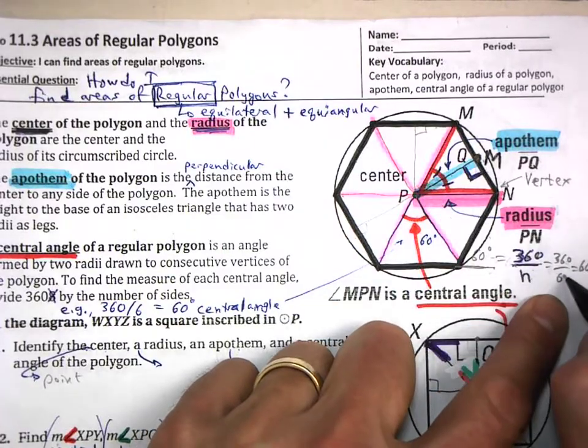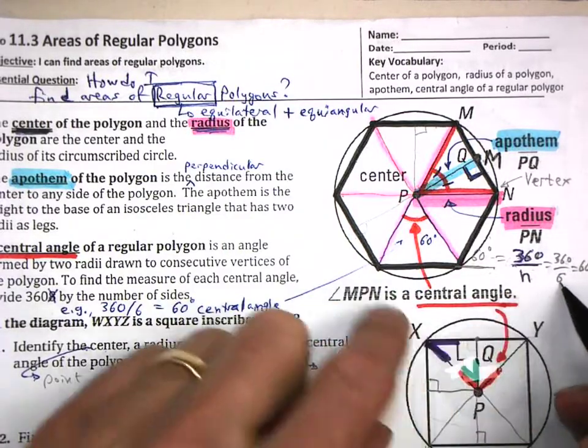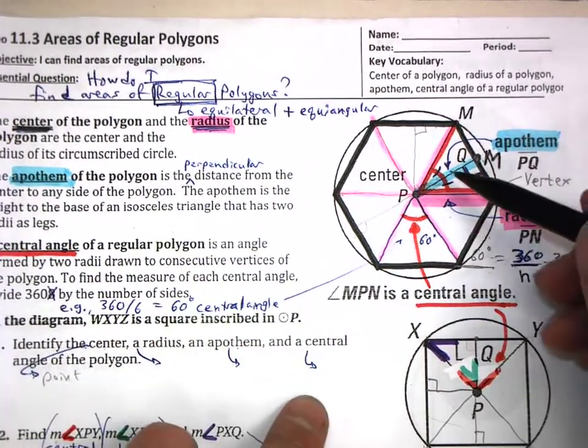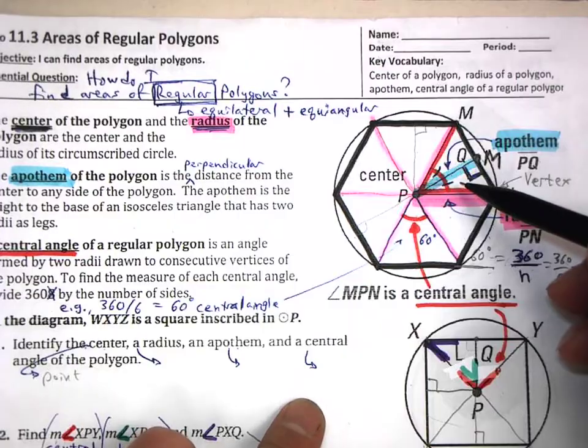So in this particular case, it's 360 divided by 6. There's 6 sides, and that gives you 60 degrees. Okay, so this angle, the central angle here, is 60 degrees.